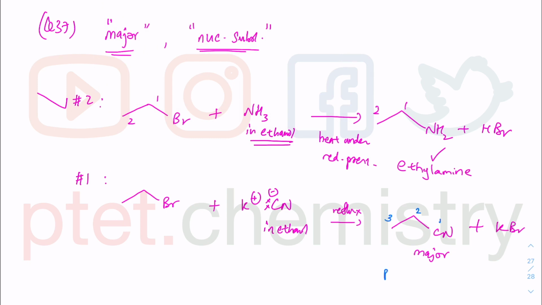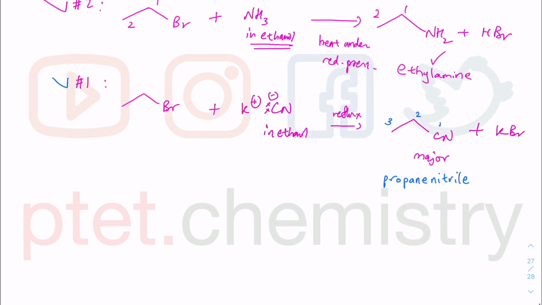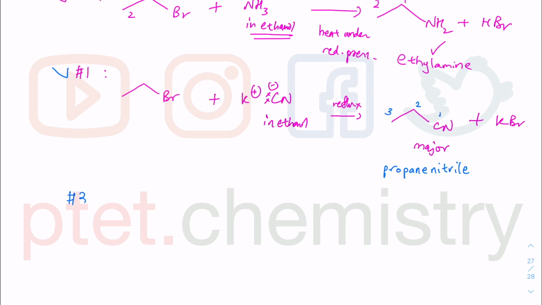So this is named propane, P-R-O, better spell that properly. So this is propane, and then it's got a nitrile functional group. So propane nitrile includes the longest carbon chain, the most important carbon being the nitrile carbon: 1, 2, and 3. Propane nitrile, 3 carbons there. Alright, so 1 is definitely correct as well. So there's a major nucleophilic substitution product.